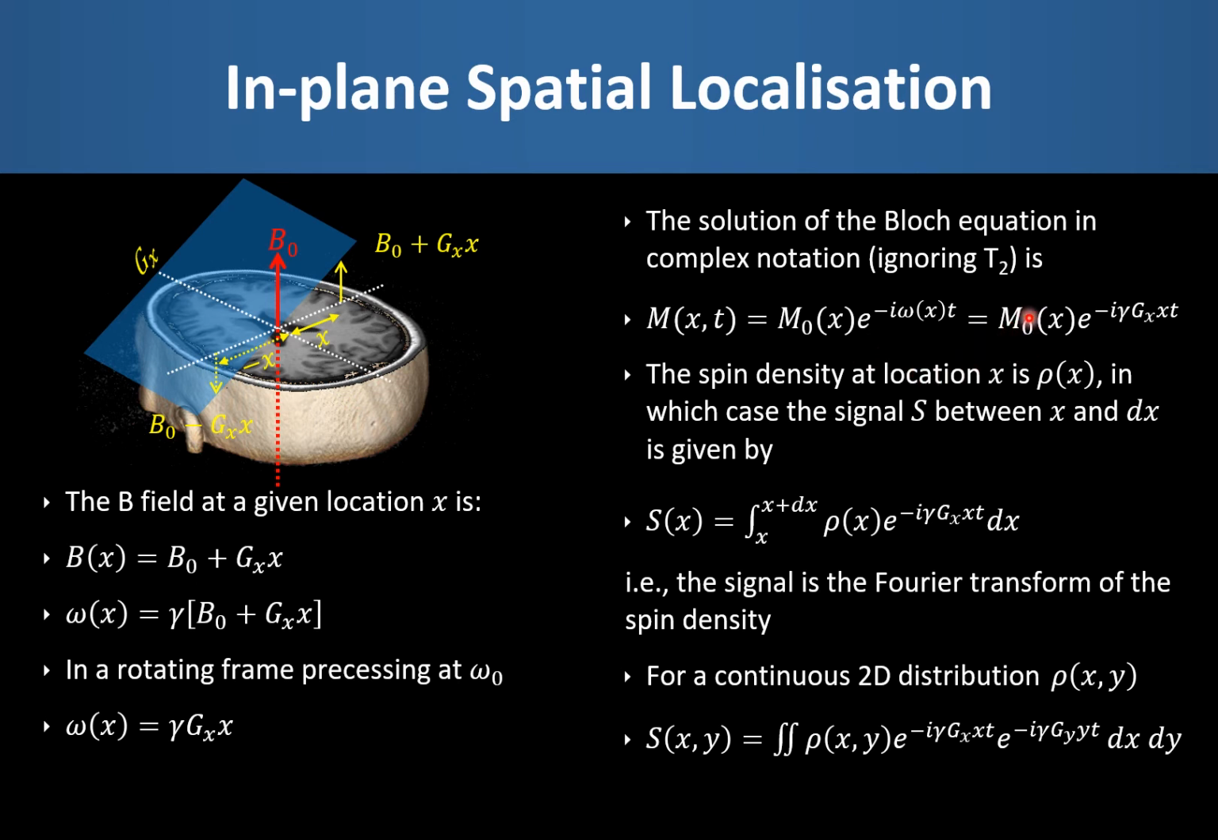If instead of the equilibrium magnetization M0, we use the proton density at a particular location x, then the signal is the integral over dx, which is the one-dimensional Fourier transform of the spin density. We can then easily extend this to a two-dimensional distribution of spin density. The proton density distribution can therefore be obtained by a 2D inverse Fourier transformation of the acquired signal data, or K-space.